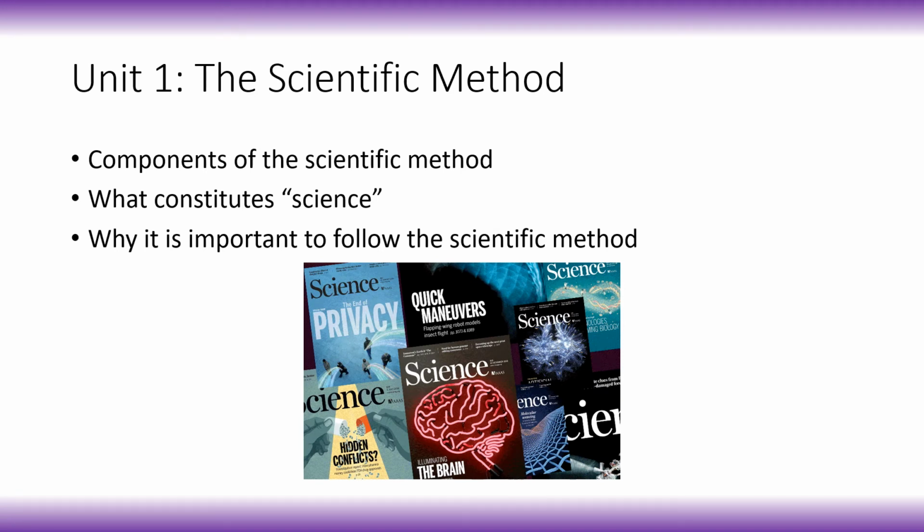So our first unit is going to be on the scientific method. So we'll look at the different components, the different steps of the scientific method. We'll look at what constitutes science. What does it mean for something to be scientific? What does it mean for something to not be scientific?